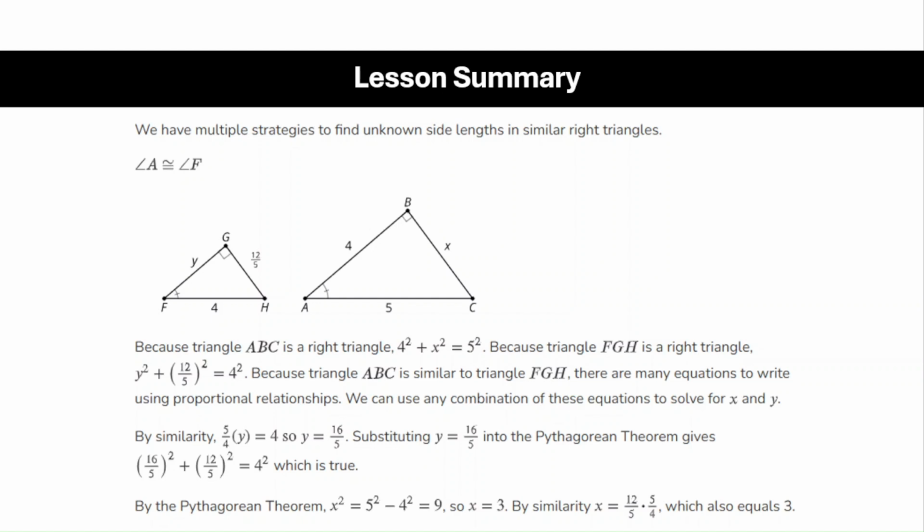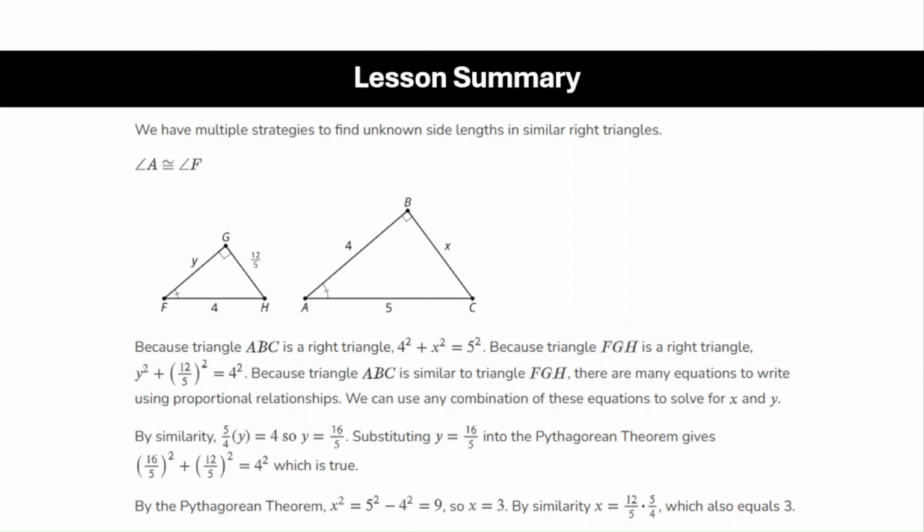For our lesson summary, we have multiple strategies to find unknown side lengths in similar right triangles. Here we know that angle A is similar to angle F. Because triangle ABC is a right triangle, we can write the Pythagorean theorem: 4 squared plus x squared equals 5 squared. Because triangle FGH is a right triangle, again we can write the Pythagorean theorem: y squared plus (12/5) squared equals 4 squared.